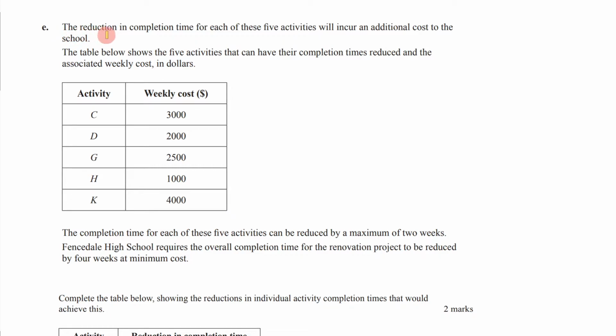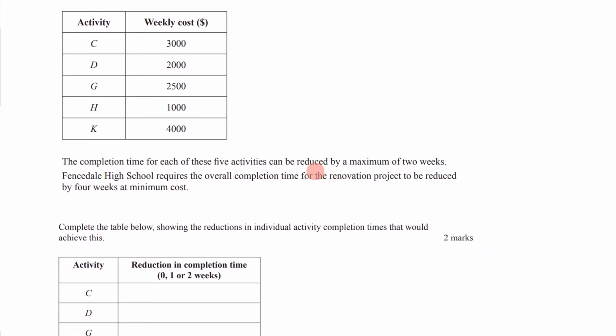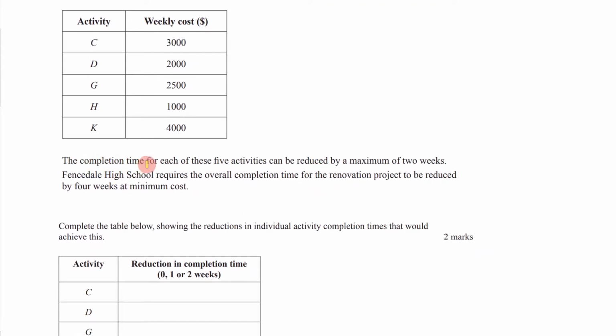It says, the reduction in completion time for each of these 5 activities will incur an additional cost to the school. The table below shows the 5 activities that can have their completion times reduced and the associated weekly costs in dollars. So for instance, if you want to reduce activity C by 1 week, it will cost you $3,000. Activity D per week will cost you $2,000 and so on. It says, the completion time for each of the 5 activities can be reduced by a maximum of 2 weeks.